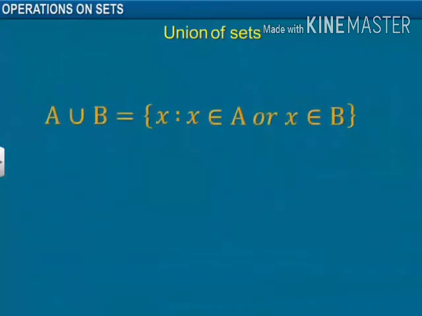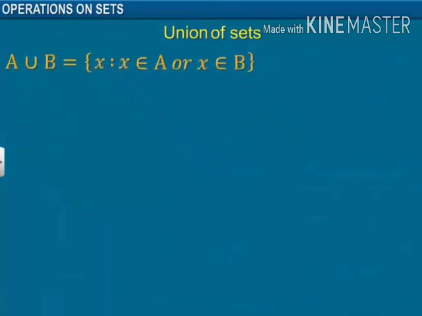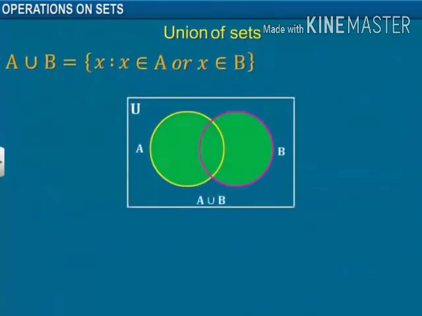The Venn diagram representation of two sets A and B is as shown. The shaded region represents the union of the sets A and B. Observe that both the circles are shaded since set A union B consists of all the elements of sets A and B.